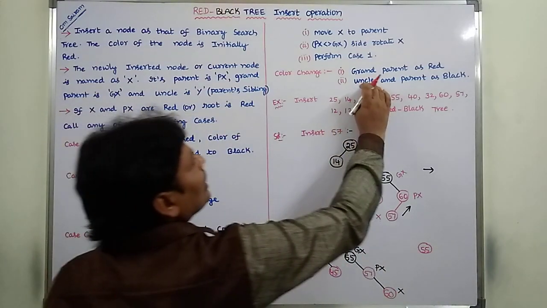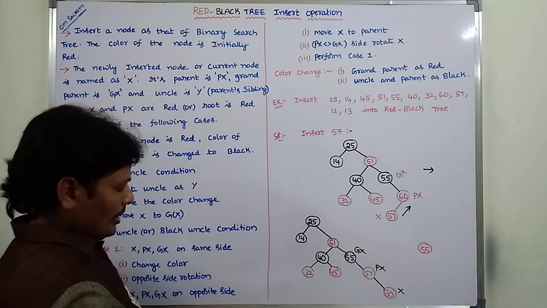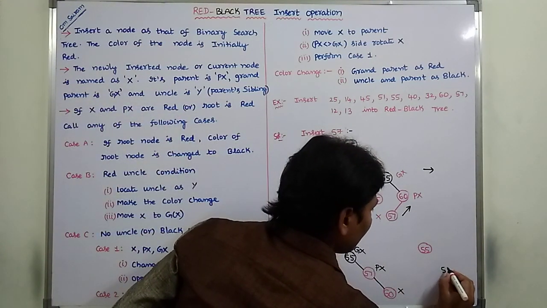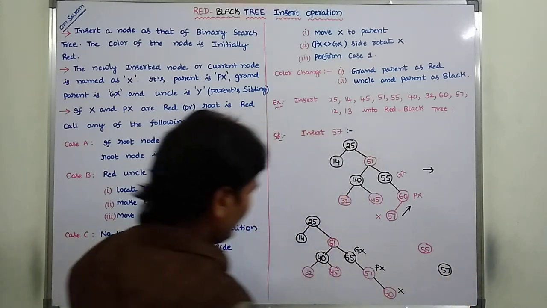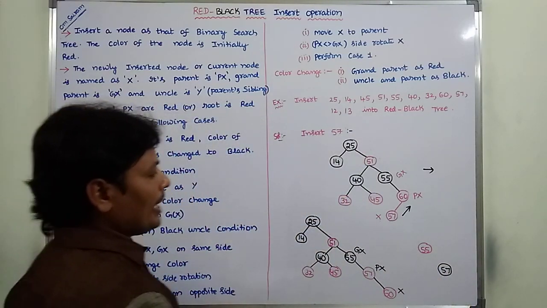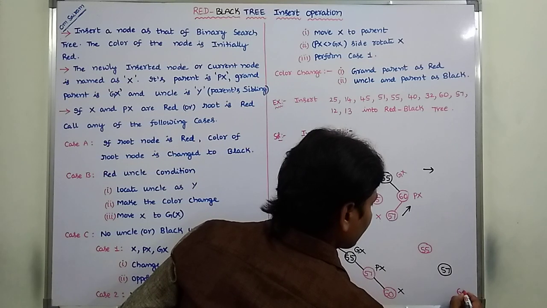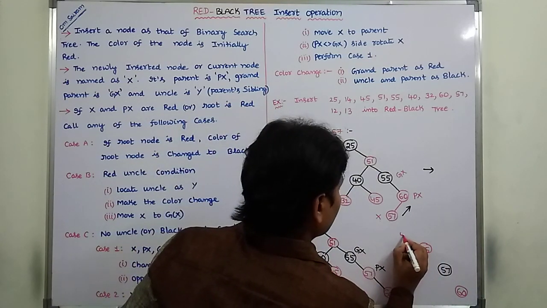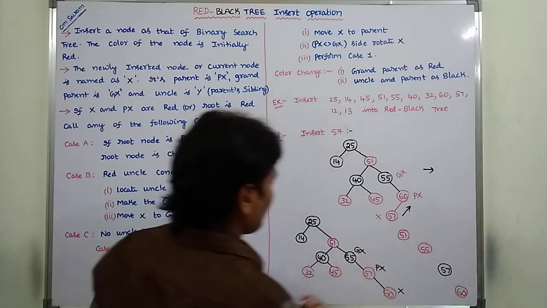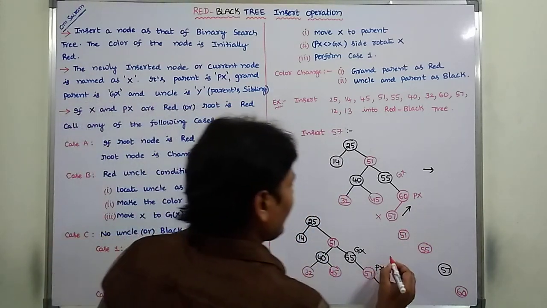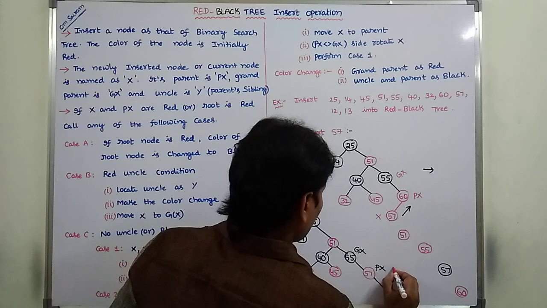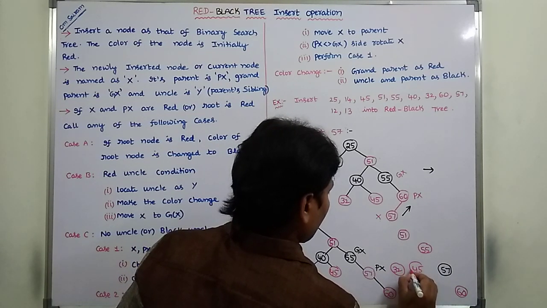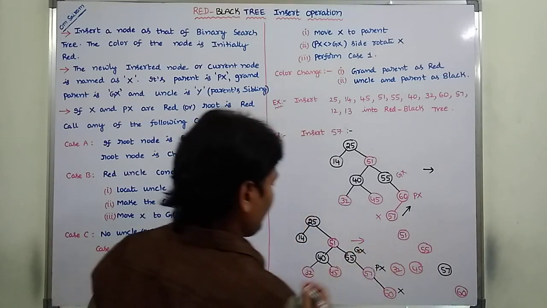Next one, uncle and parent are black. Here uncle is not there. So parent is 57, that is black. Remaining nodes, there is no change. Here this is 60, there is no change. And here this is 51, no change. And here 32, here 45, no change. Then we are getting this tree.